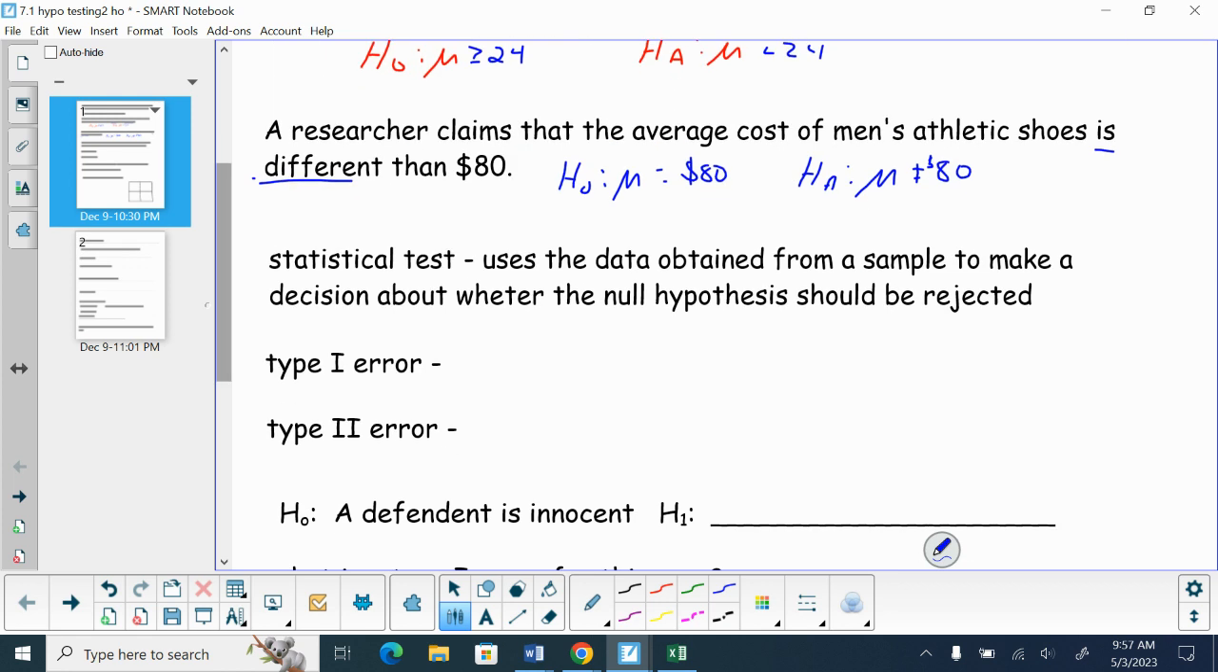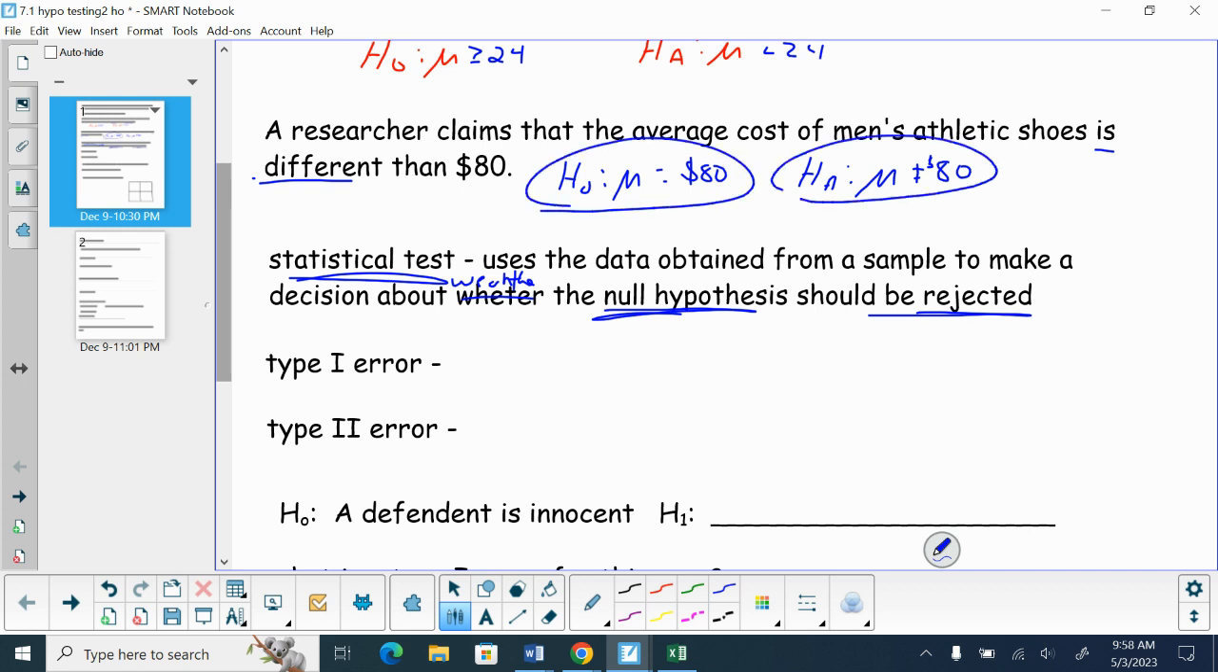A statistical test uses data obtained from a sample to make a decision whether the null hypothesis should be rejected. So we're going to do a statistical test here, and we're going to use a sample in that test. With that sample, if we gather enough information, large numbers, we will either reject or fail to reject the null hypothesis. The key with this statistical test is, do we reject this null hypothesis? So when we establish the null hypothesis, our sample will deal with a test of whether we reject or fail to reject it.